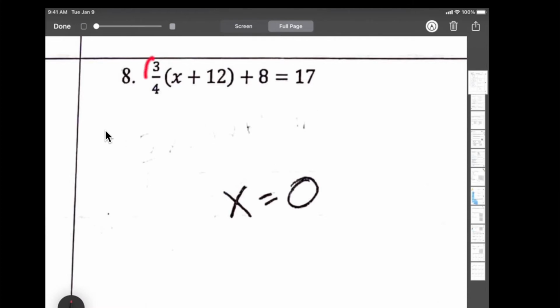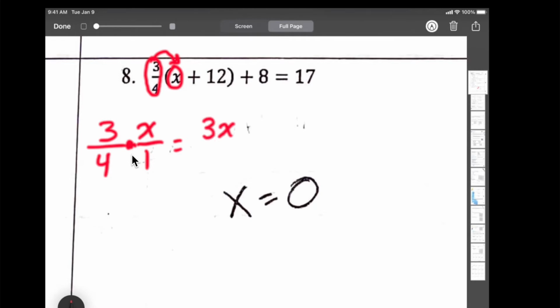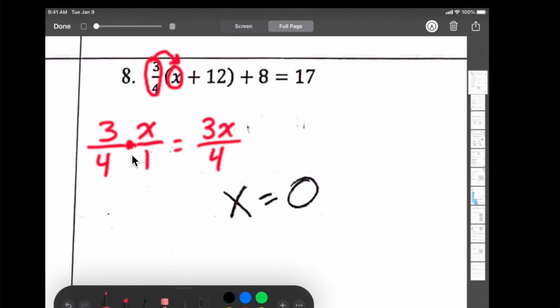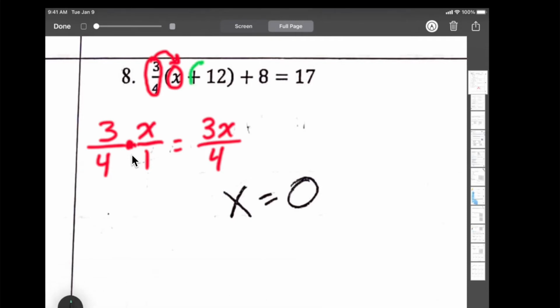We'll take a circle, put it around what's out here. Same thing here. We're going to multiply 3/4 times x, or 3/4 times x over 1. When we do that, keeping in mind that with fractions you can multiply straight across, we're going to end up with 3x over 4. Next, we're going to take that fraction. We're going to multiply it by the second term, including its sign.